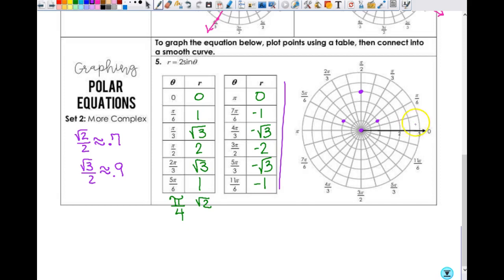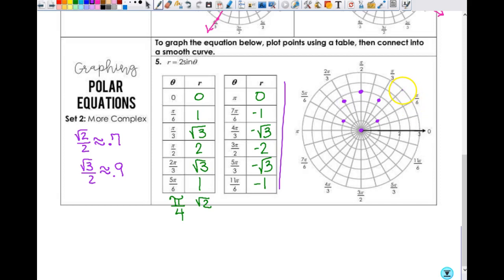So when I go to pi thirds, it's the square root of 3. Well, square root of 3 over 2 is about 0.9. So square root of 3 would be about 1.8, right? So we go about 1.8, looks right about there. And then when I go to 2 pi thirds, that's also the square root of 3, so it's about right there.